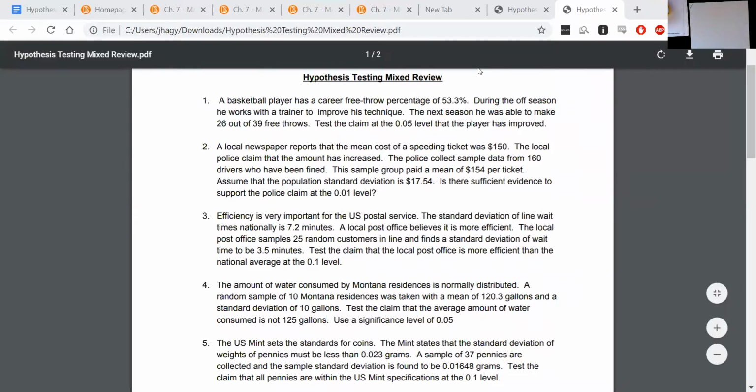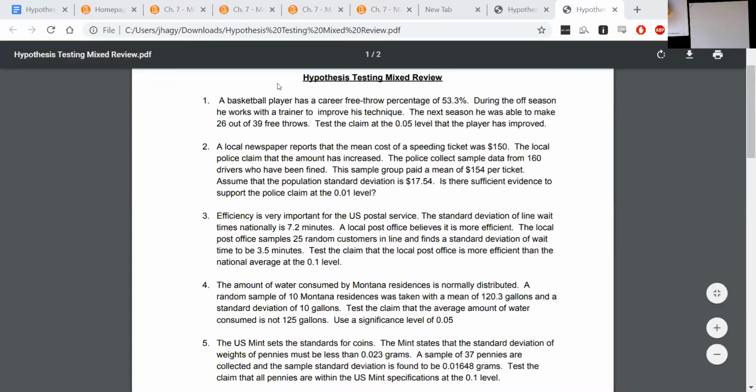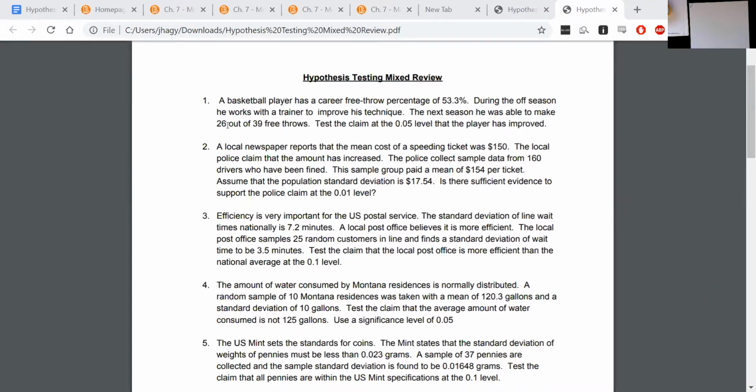Okay, let's look at some different examples of hypothesis testing. So in this first problem, a basketball player has a career free throw percentage of 53.3%. He works with a trainer to improve his technique. The next season, he's able to make 26 out of 39 free throws. Test the claim at the 0.05 level that the player has improved.